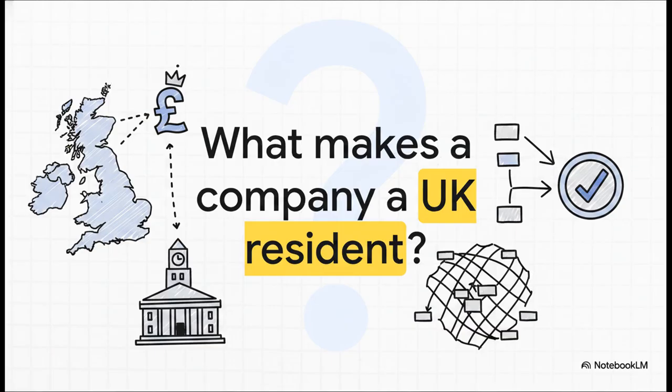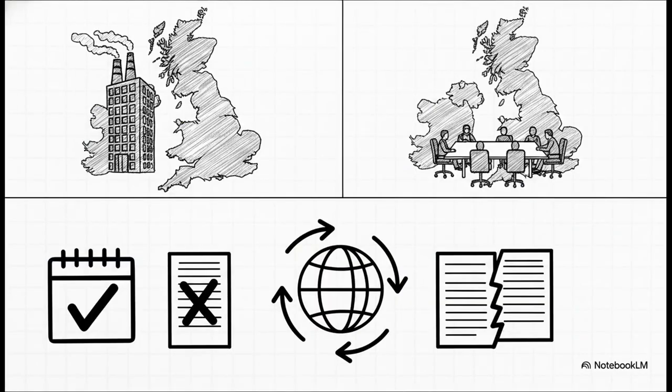Before we even think about calculating a single number, we really have to ask a fundamental question. What exactly makes a company a UK tax resident? It's the absolute critical first step, right? Because if a company actually falls into this net, well, it changes absolutely everything about how they have to report to the government. So the scope basically boils down to two main criteria.